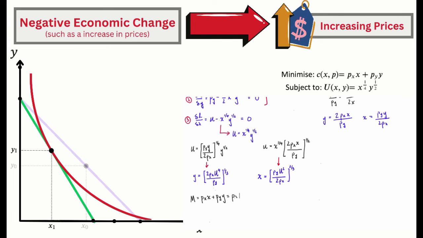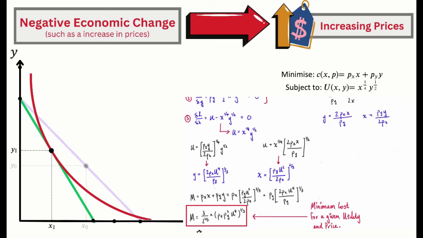We have the price of x, the price of y, u squared over 2 times the price of x, all to the power of 2/3, plus the price of y times y, which rather than writing y, I'm going to write this function here. We have 2 times the price of x, u to the power of 4 over price of y, power of 1/3. So with a little bit of algebraic manipulation, we can simplify this cost function, or Toni's income constraint, to being 3 over 2 to the power of 2/3 times the price of x, the price of y squared, and her utility to the power of 4, all to the power of 1/3.